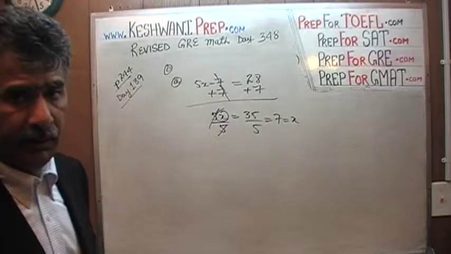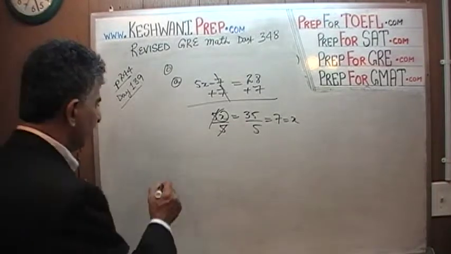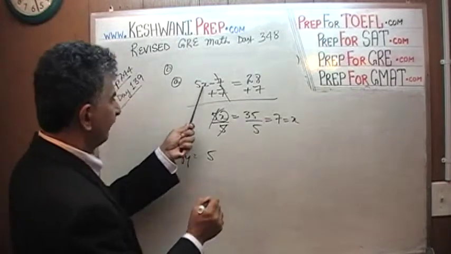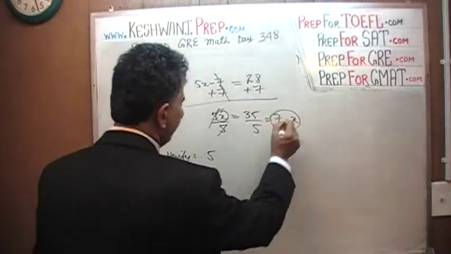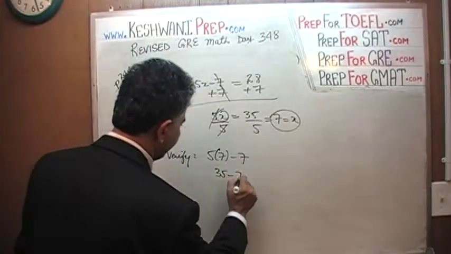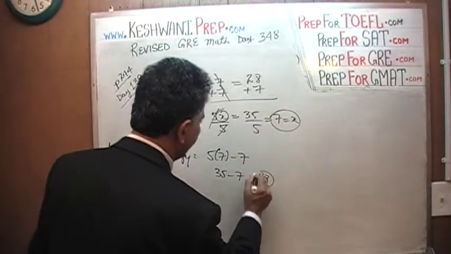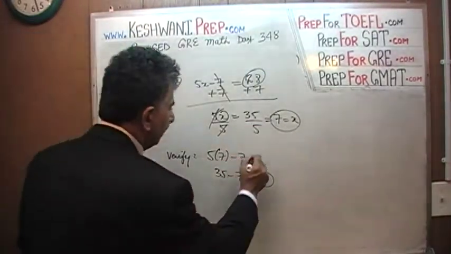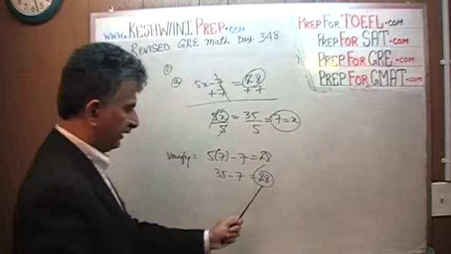Once we have done that, it only takes a few seconds to actually quickly verify it. So let's verify it very quickly. 5 times x, which we are claiming is 7. 5 times 7 minus 7. 35 minus 7 is in fact equal to 28, which is what we are told here. The 5 times x minus 7 equals 28, which is exactly what we find here.